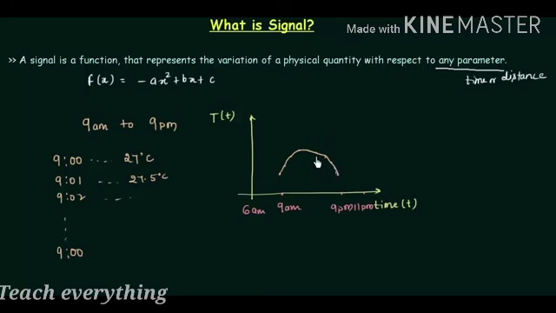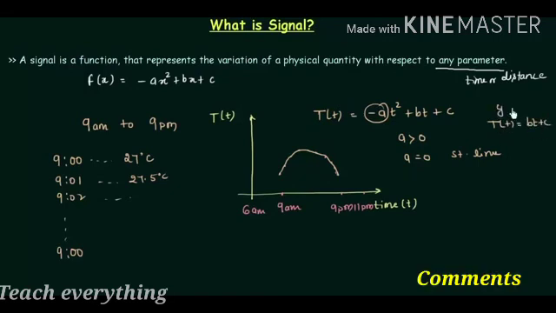So this particular function is the downward parabola, and it has the equation minus a t square plus bt plus c. This minus a shows that we will have a downward parabola, and there is one condition for that: this a must be greater than 0. If this a is equal to 0, we will have a straight line, because T will be equal to bt plus c. This is the equation of a straight line, y equals mx plus c. This c is the intercept, and if this a is less than 0, we will have the upward parabola.